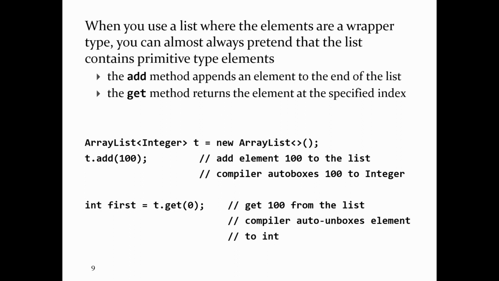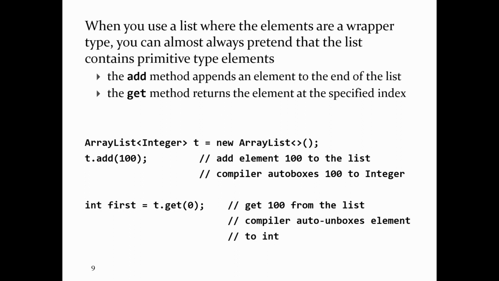So when you do this sort of thing, you almost always get the desired behavior. For example, I can make an ArrayList of Integer called t, and now I'd like to add an element to the list, so that method is called add. Now remember, this is a list of Integers, so I really should be adding references to Integer objects to the list. But here I can add in the int value 100. And this works just fine. The compiler takes the 100, converts it to an Integer object, and stores a reference to the Integer object in the list t.